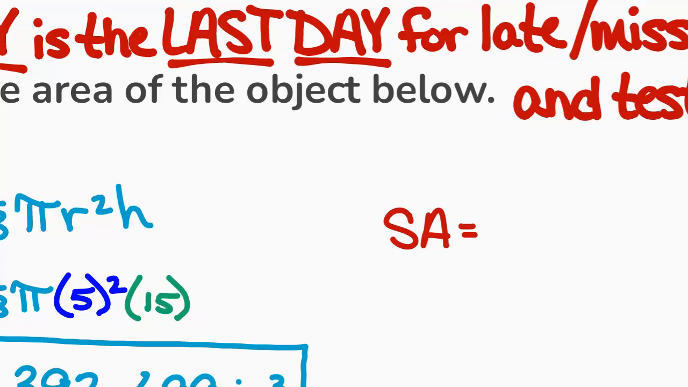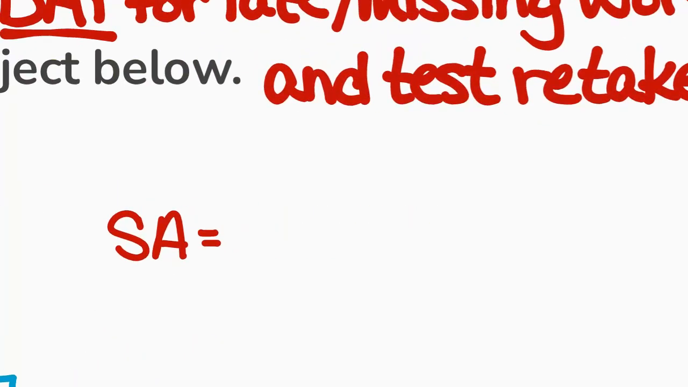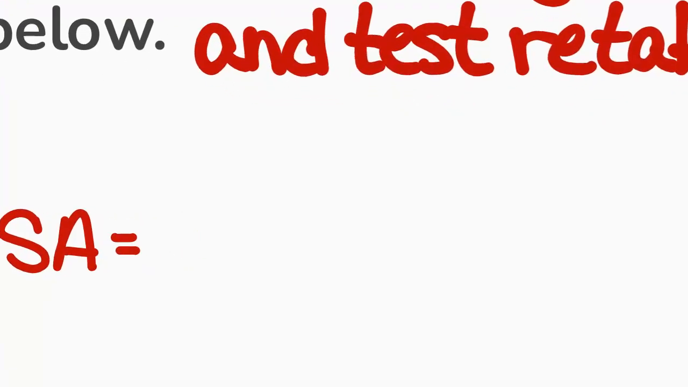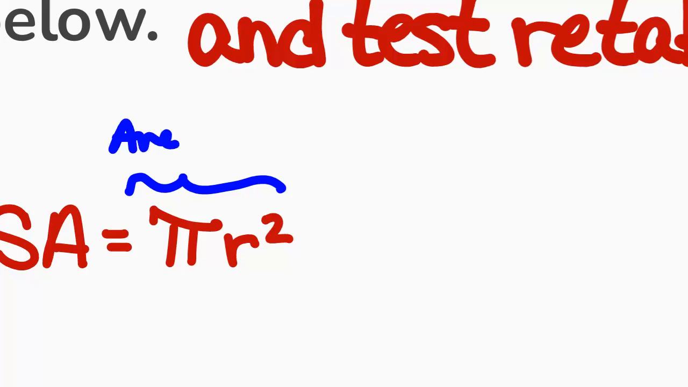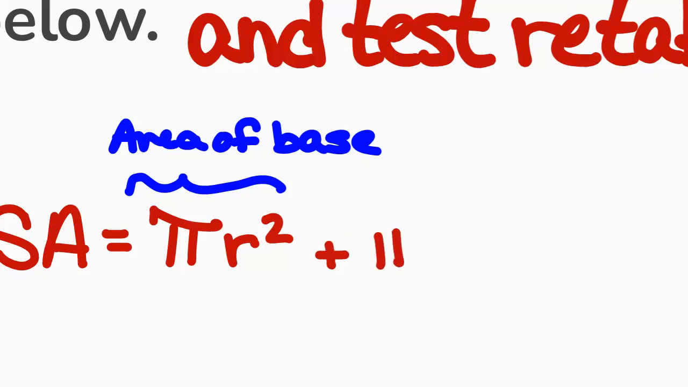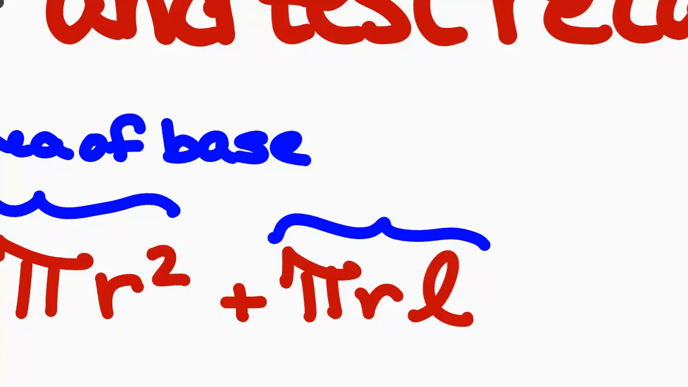Thank you. All right, so 392.699 inches cubed for our volume. Surface area. What's our formula for surface area? Yep, pi r squared. This is the area of the base. Plus pi r slant height. This is our lateral area.